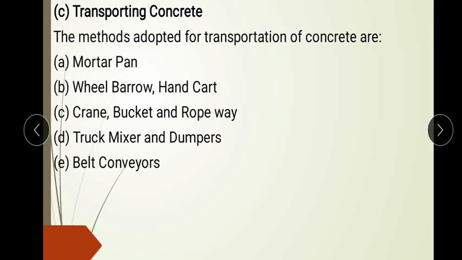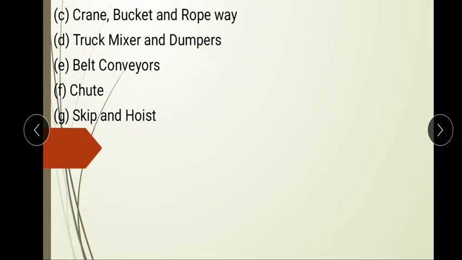Next one, belt conveyors. If we want to transport the mixed concrete from one place to another, this is also one of the better ways, using belt conveyors for huge mixes only. Next one, chute. This is also one way we can transport, but no need to discuss it at length. Next one is skip and hoist. The skip method and hoist is also a better way to transport a heavy amount of concrete from one place to another.